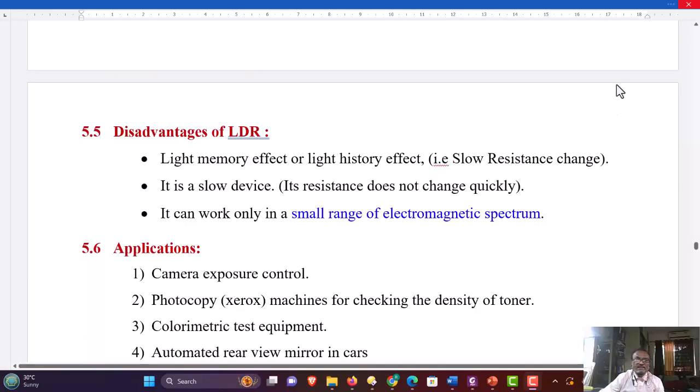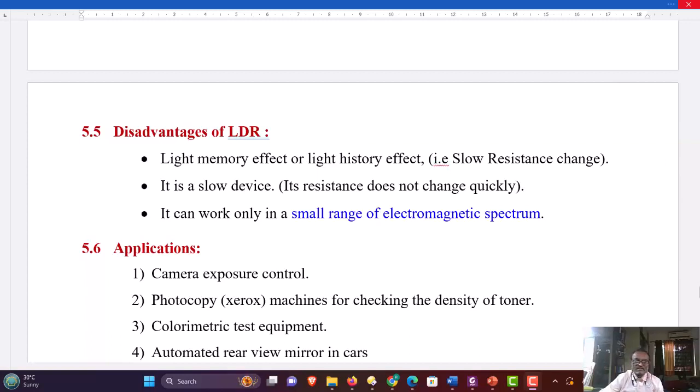Some of the disadvantages of LDR are there exists a light memory effect or light history effect in LDR. So due to this effect, the resistance change is slower when the light falls on it, and therefore the response of LDR is slower. Rapid changes in light intensity are difficult to measure by using LDR.